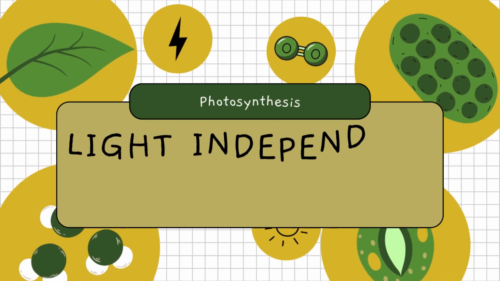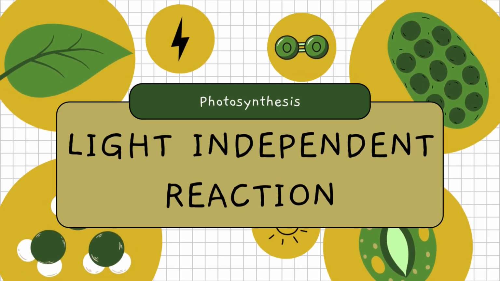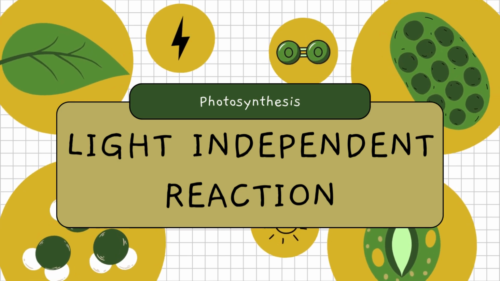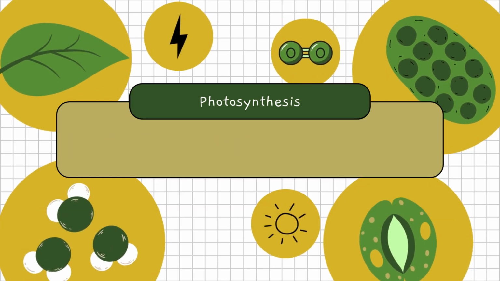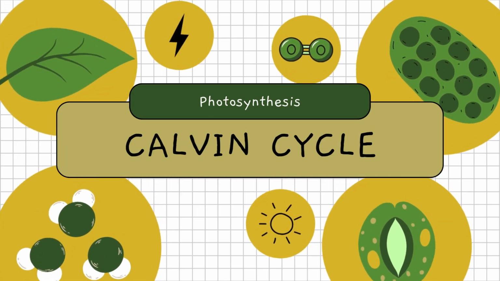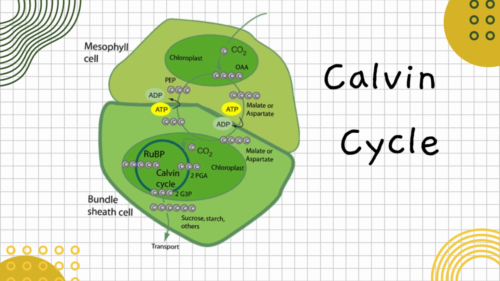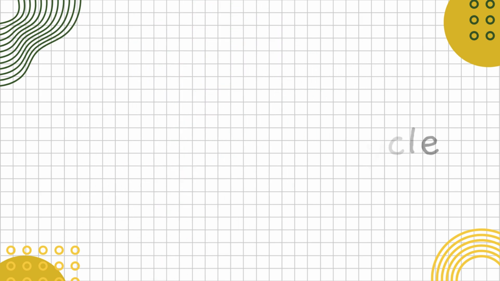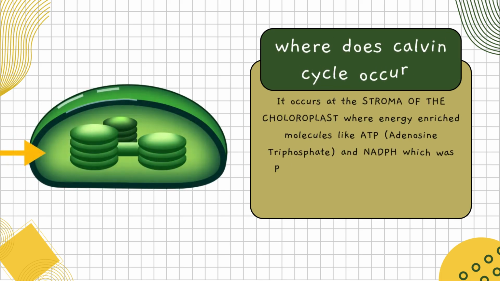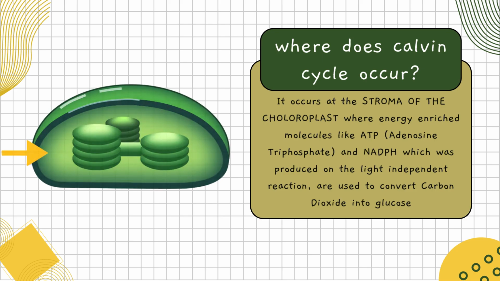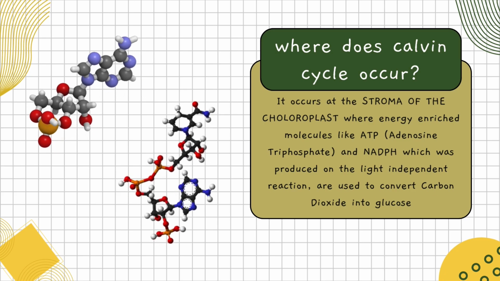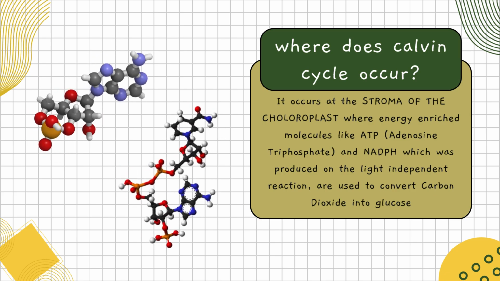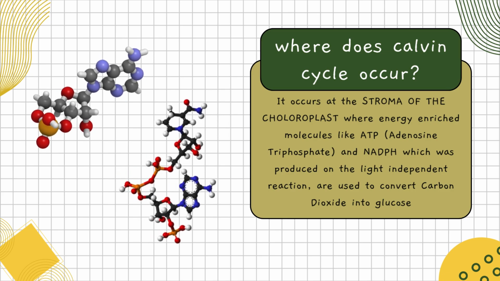Good morning, everyone. So, today we will be discussing the second phase of photosynthesis, which is the light-independent reaction, also known as the Calvin cycle. The Calvin cycle does not require sunlight, but do not be fooled, it's just as vital. It occurs in the stroma of the chloroplast, where energy-rich molecules like ATP, or adenosine triphosphate, and NADPH, which were produced in the light-dependent reaction, are used to convert carbon dioxide into glucose.